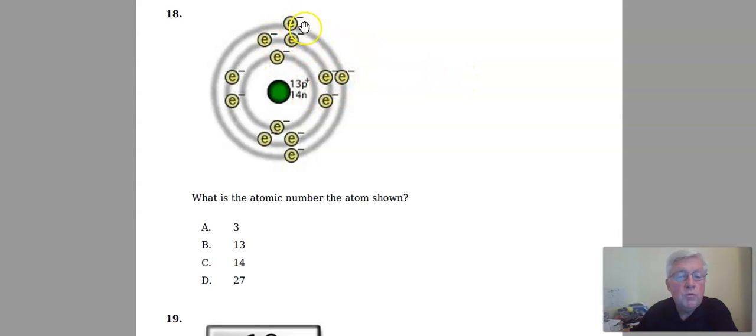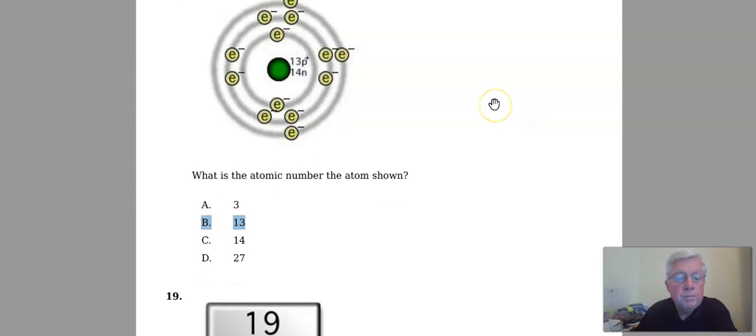And I'm going to check it again. 1, 2, 3, 4, 5, 6, 7, 8, 9, 10, 11, 12, 13. So if it has 13 and 13, it's got to be neutral. I don't know if that's the question or not, but I'm looking for every clue I've got. Oh, and if it has 13 protons and 14 neutrons, I know that it has an atomic mass of 27. All right, so I do all of that work, and what is the atomic number of the atom shown? 13, because it has 13 protons, and the best answer is B. Wow. But I was ready for whatever it threw at me.